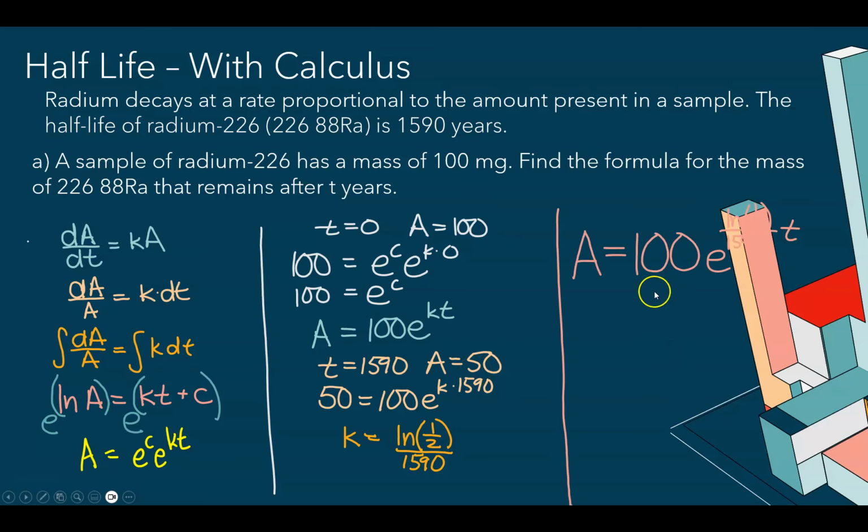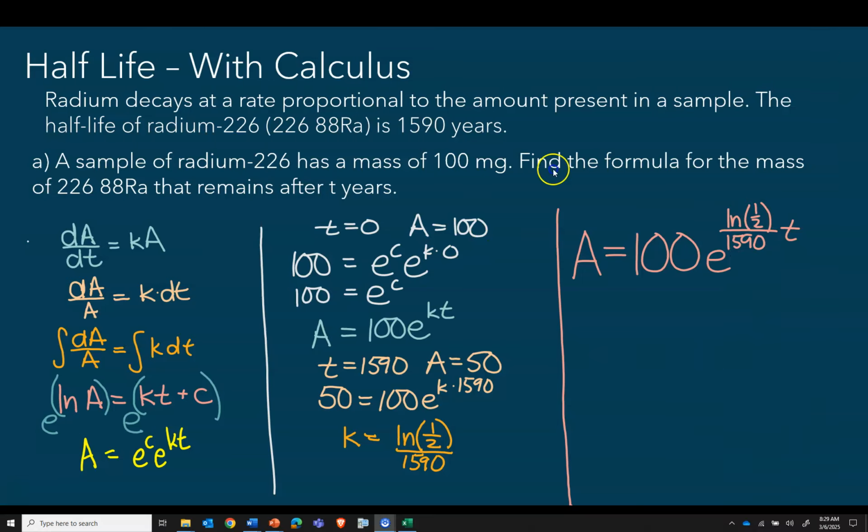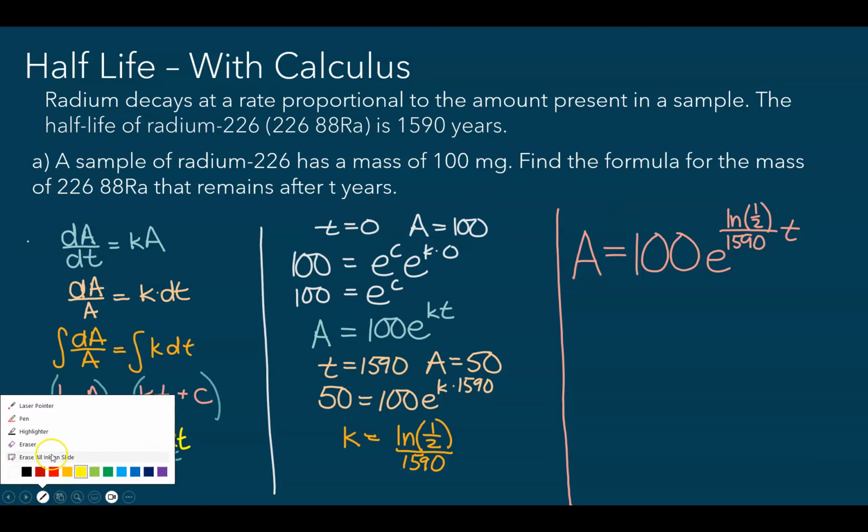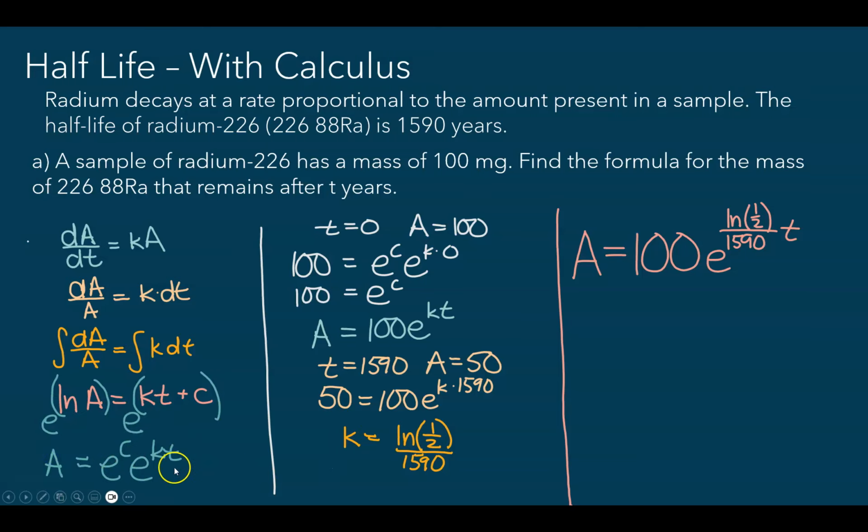Cool. All right, background removed. So we get the amount is the initial 100, e to that k we just found, natural log of 1/2 over 1590 times time. All right, so there is our formula. So there it popped up. I don't know if you noticed in blue. I can't handle Microsoft PowerPoint.